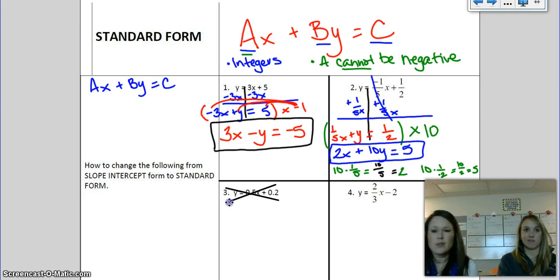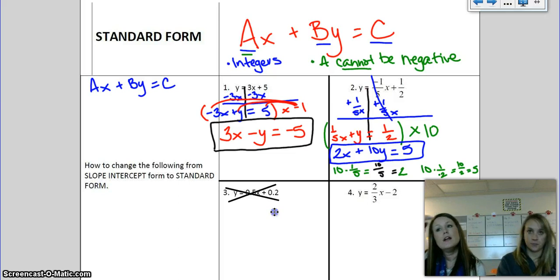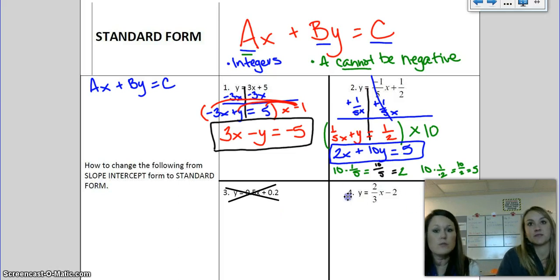Cross out number 3. We're not going to worry about it. You're not going to see examples like that. And then let's do number 4 again. There's another fraction. We'll fix it for you.